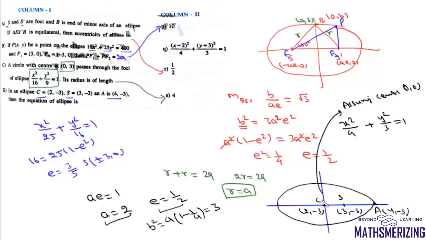But the center of this ellipse is not at 0, 0, but at 2, minus 3. So we'll shift this equation. We'll replace x with x minus 2 and y with y plus 3. So the equation of this ellipse will be (x minus 2) whole square upon 4 plus (y plus 3) whole square upon 3, and it is equal to 1. So that means D matches with Q, and that is the answer to this question.